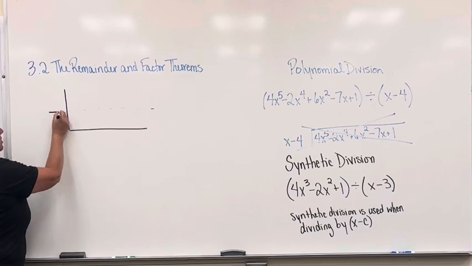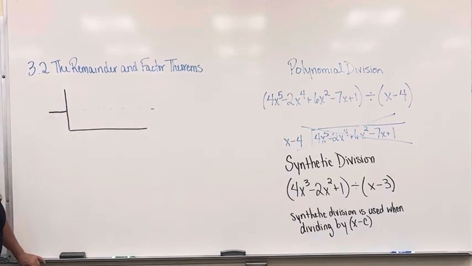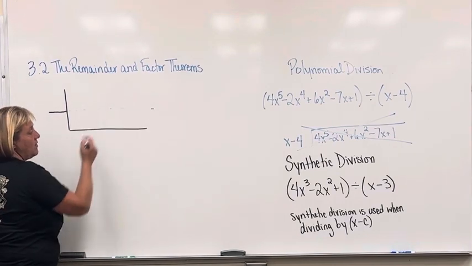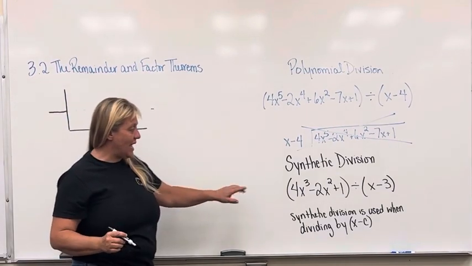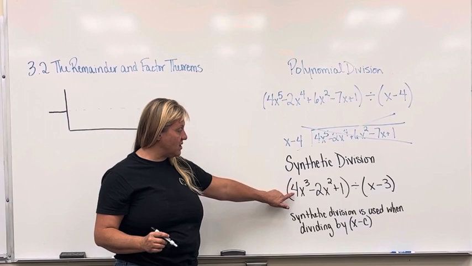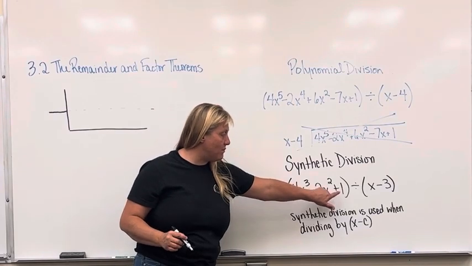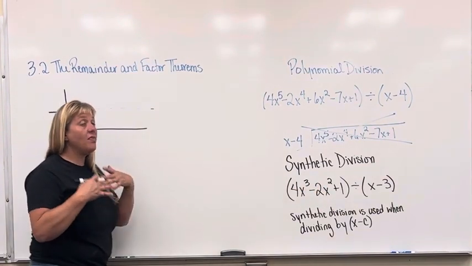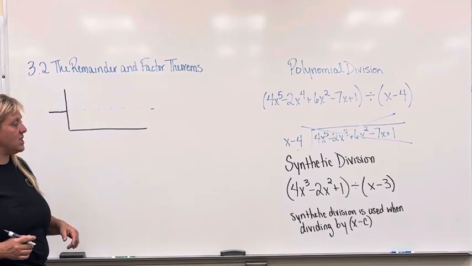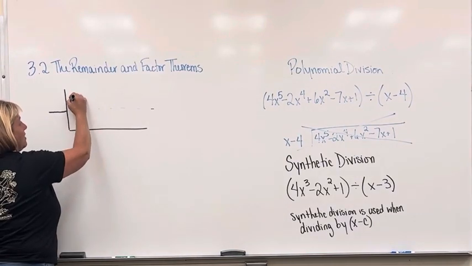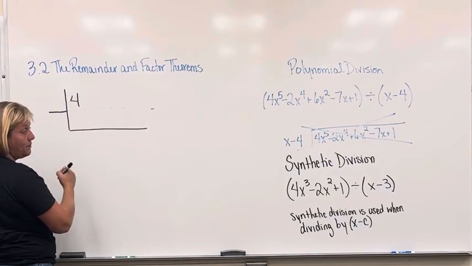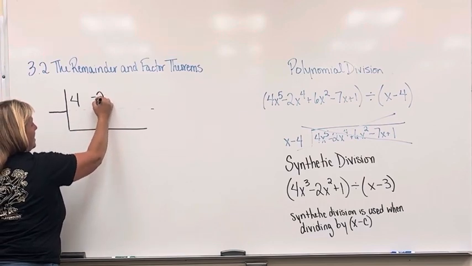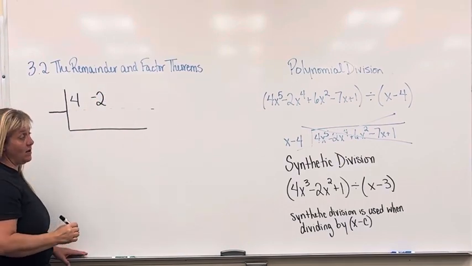Some people put a little shelf out front. Other people don't put the shelf. Totally your choice. But in the top line of the box, we are going to take not all of the polynomial, just the coefficients, just the numbers, and we're going to write them down. So we're going to write down 4. And then we're going to write down negative 2. Don't forget to take the sign with you.